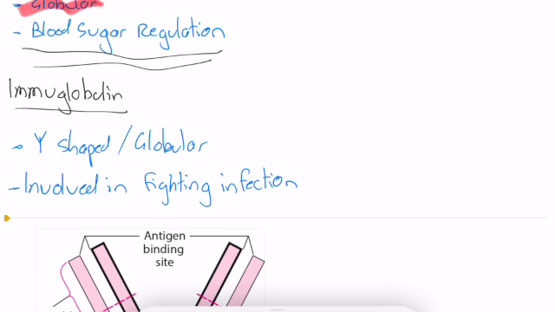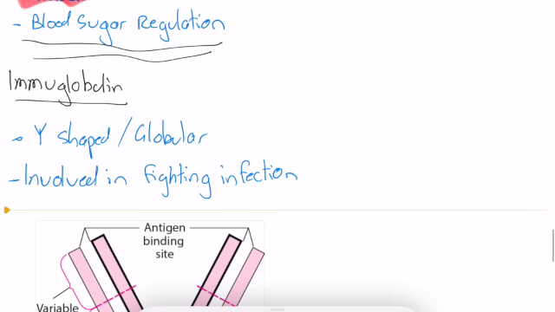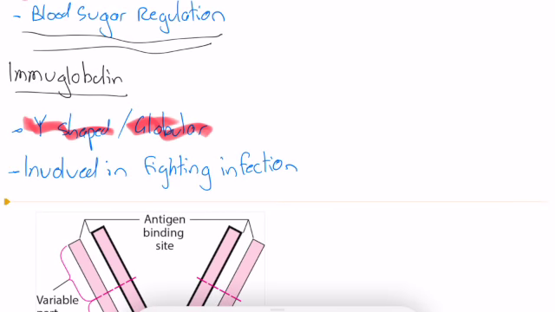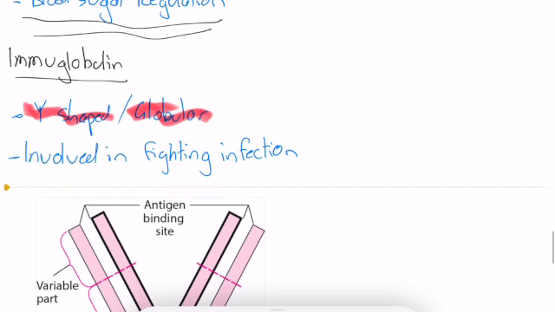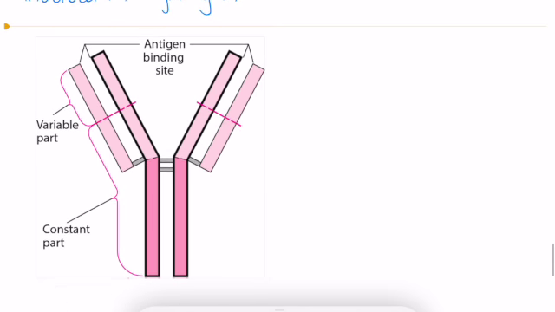Immunoglobulin is next up, and I've got a diagram here to help understand the shape. It's Y-shaped, but globular, so it's also spherical, and although this diagram doesn't illustrate it, it is spherical in essence, although it does have this Y shape to it. Now, immunoglobulin is involved in fighting infection for things like antigens. In this diagram, we can see that Y shape, that binding site for those antigens as well.